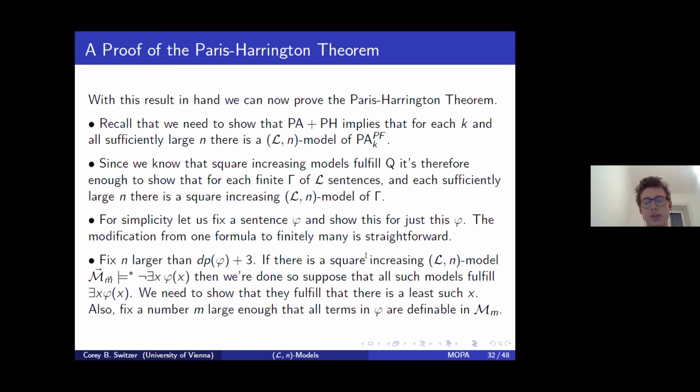And now, if I can find a square increasing Ln model that fulfills "it's not the case that there exists an x such that phi of x," then we're already done because you've trivially satisfied the least number principle for phi. So suppose that all square increasing models of length at least n fulfill that there exists an x such that phi of x. So what we need to show is that they all fulfill that, or at least one of them fulfills that there is at least such an x.